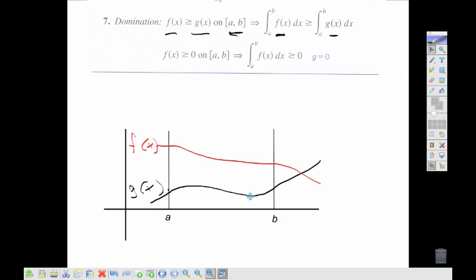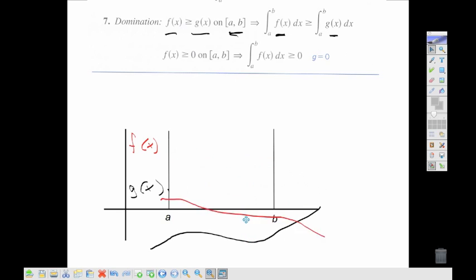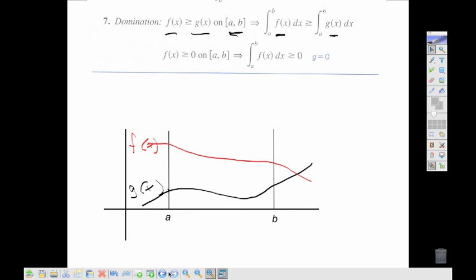Now notice that these formulas, these rules, are going to work whether these values are positive or negative. Okay, so even if I'm negative, I would still get larger values here, and that's going to be true for all of the ones that we just looked at.